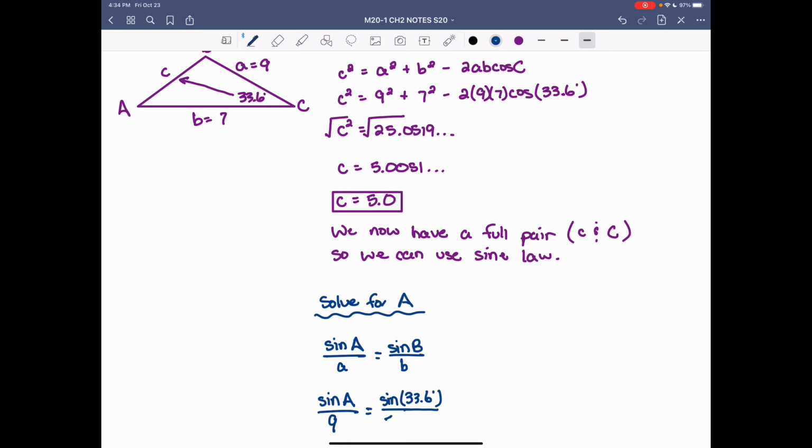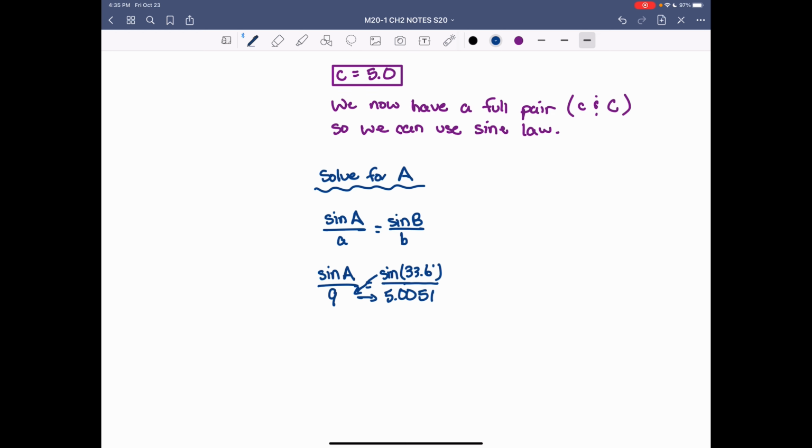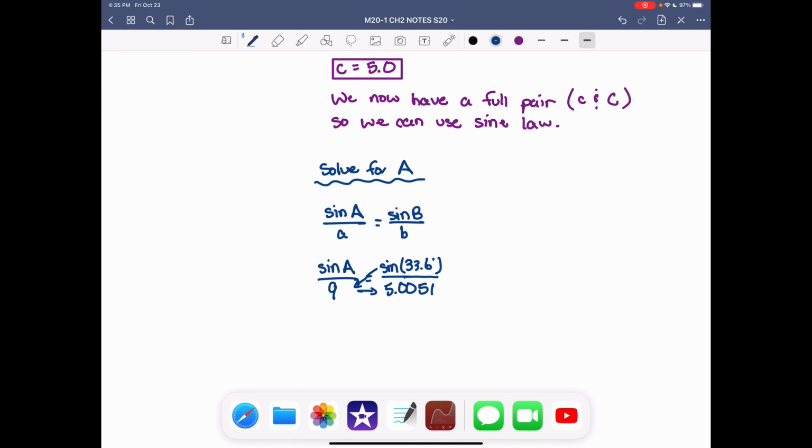calculated. Now we want to use the unrounded value here, 5.0051, because we want to be more accurate. If we use 5.0, our A value will be a little less accurate. So use at least 4 numbers after the decimal. Next, we are going to cross multiply and then divide. Bring up our calculator.